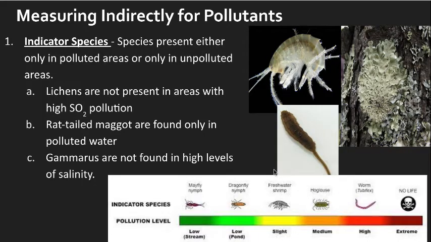We can also measure indirectly for pollutants, so those were direct measurements. Indirect is indicator species. These are species that only live in areas that are unpolluted or polluted.